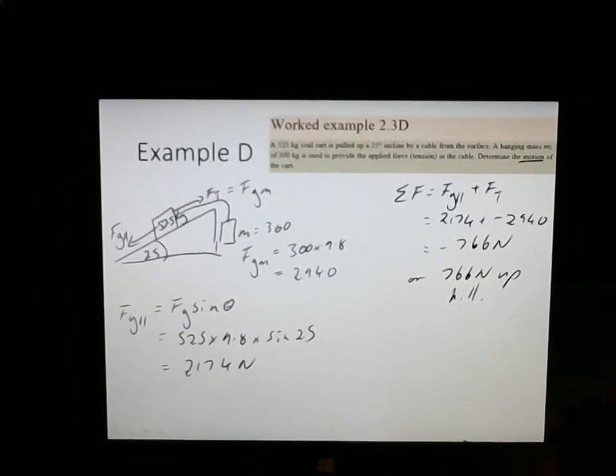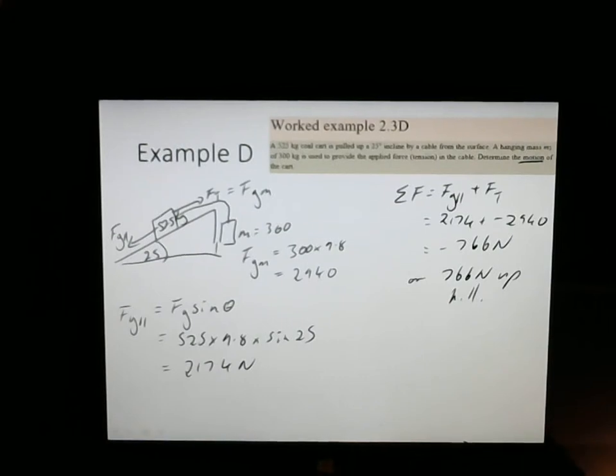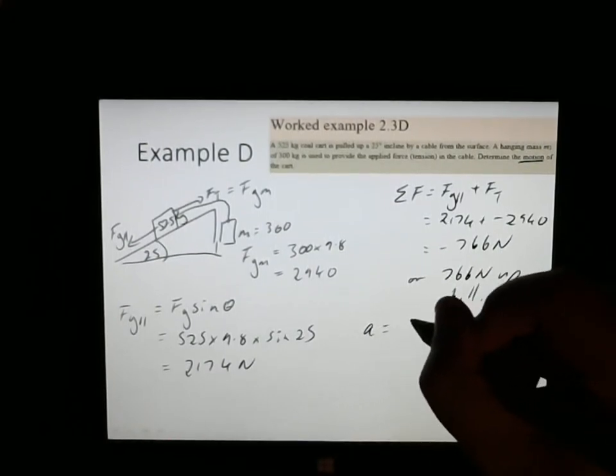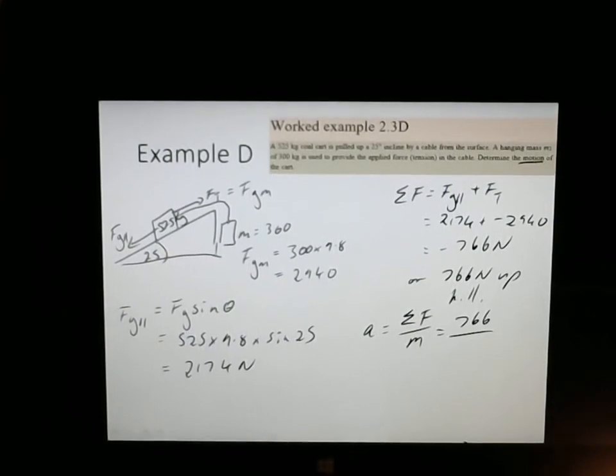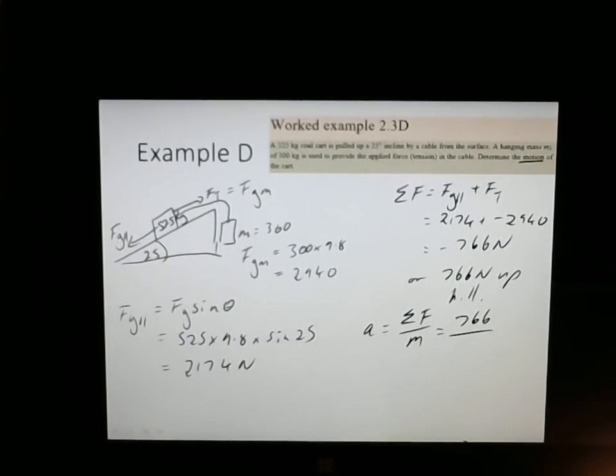So now we want the motion. Well, that should be easy. We take our force, we divide by mass, we get acceleration, because we know that acceleration equals sum of forces divided by mass. The problem is the mass is not 525.